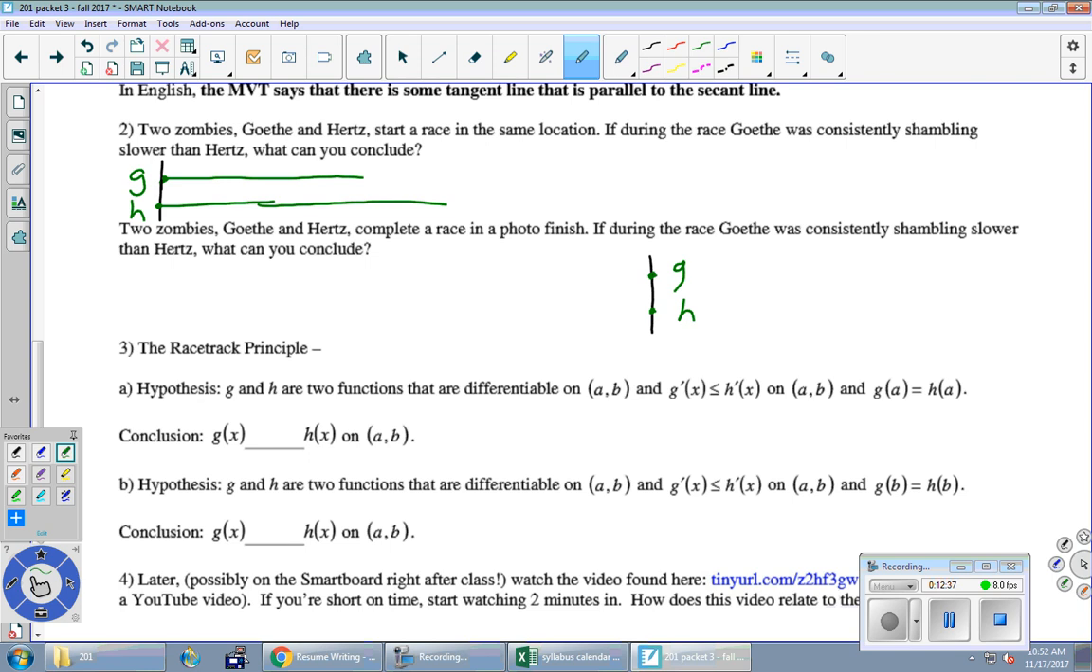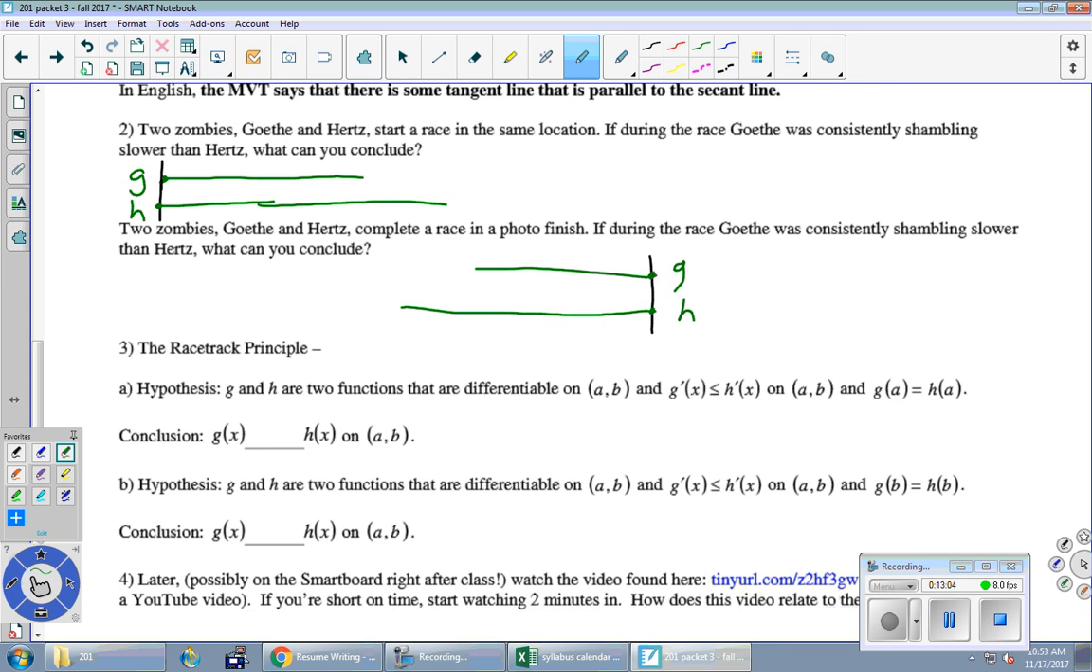Who was winning this race the entire time up until this tie? Goethe was winning the whole time, right? The only way that they can finish at the same time, if Goethe is always slower, is if Goethe had a head start and was ahead the entire time up until this moment right here, right? So Hertz was behind from the beginning, had a head start of some kind, and caught up only at that last moment right there at the finish line, okay?